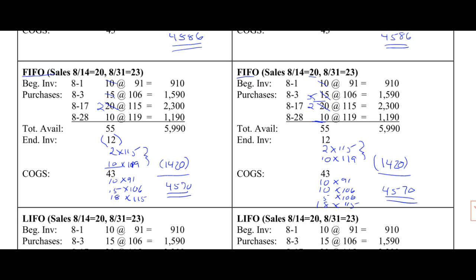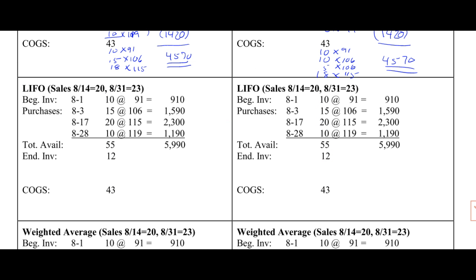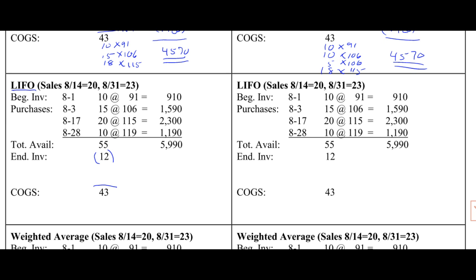So notice, it's the same as when you did periodic FIFO. Periodic and perpetual FIFO will give you the same numbers, but don't get too used to that because it just ended. Let's move on to LIFO periodic. Remember, LIFO's done at the end. So if you had 55 units and you have 12 left, you know by definition you sold 43.